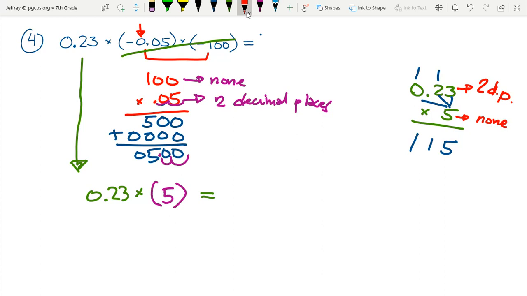So let's put this back into our product. So we got 1, 2. So our answer is a positive 1 and 1500ths, or 1.15.